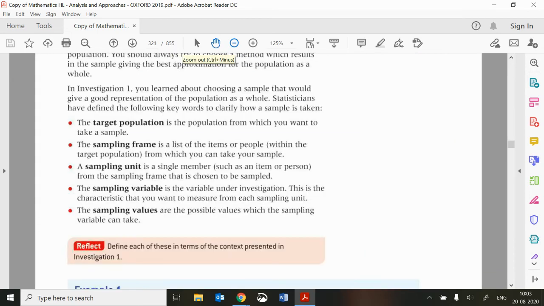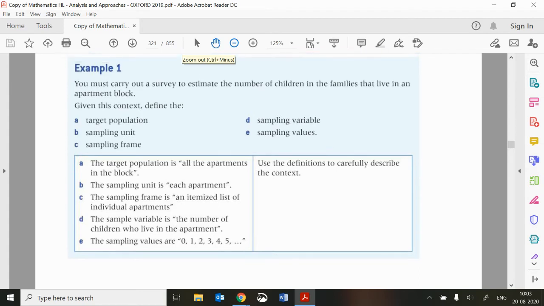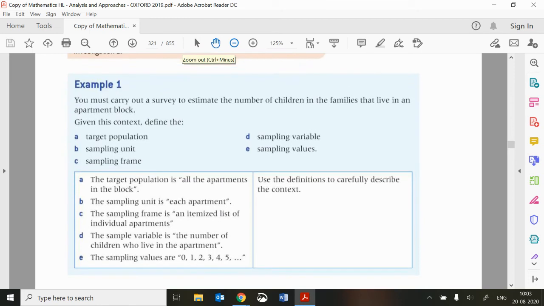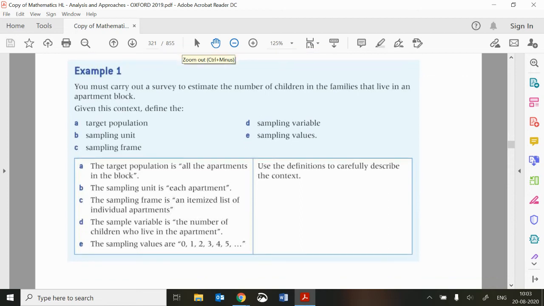That's 5A. And I'm not going to go beyond that. That's just a little introduction. They actually give you a question here. I suppose we should look at the question. And then I'll do 5B separately, which is going to be a bit more discussion, in fact. So example 1 here says you must carry out a survey to estimate the number of children in the families that live in an apartment block. Given this context, define the target population. So the target population in this case is all of the apartments in the block.